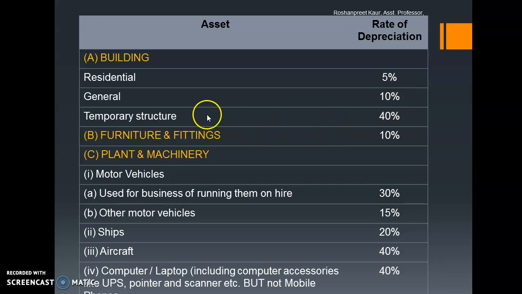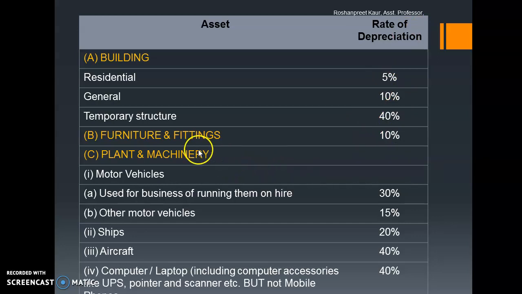And if there is any temporary structure, you can take an example. Supposedly, many films are being shot and a temporary setup is being done. That kind of thing can be taken under temporary structure. Under that it is given as 40% depreciation. Then another category is furniture and fittings. On furniture and fittings, there will be 10% depreciation. If you ask whether you need to remember these rates, yes, you need to remember these rates.